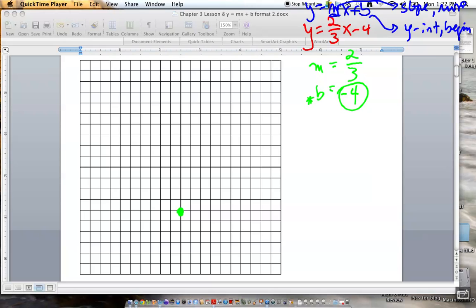Now, once you have the y-intercept of -4, what does a slope of 2/3 mean? Go how? How do you move? Roach, how do you move? Up 2 over 3. Good. So we're going to go up 2 over 3. Up 2 over 3.